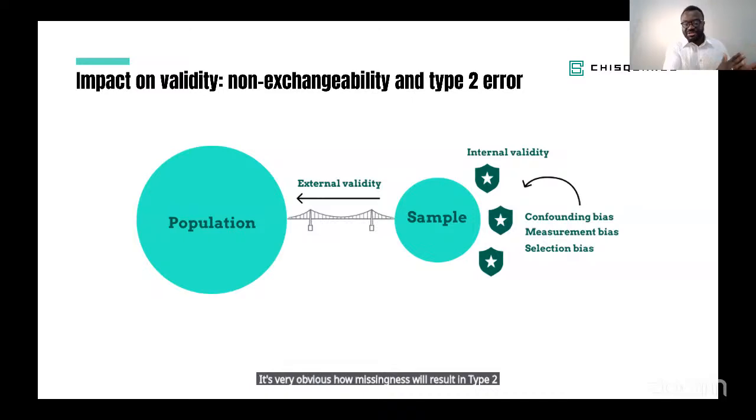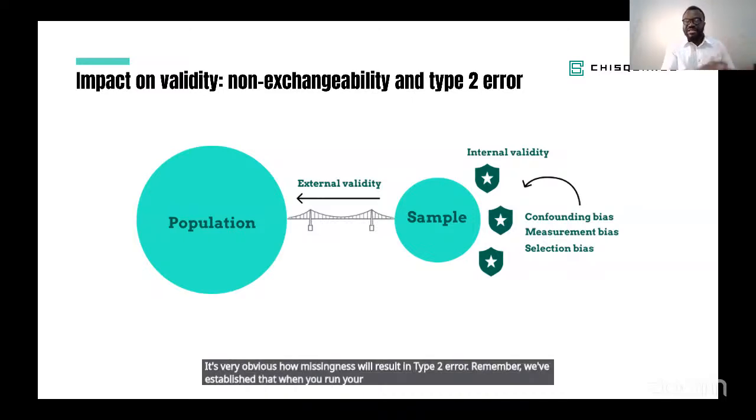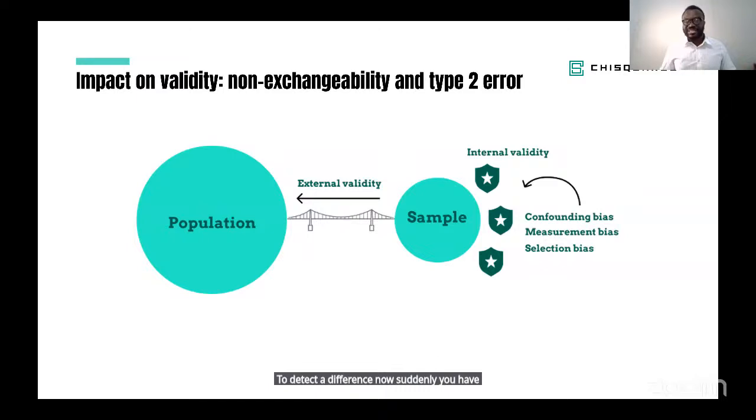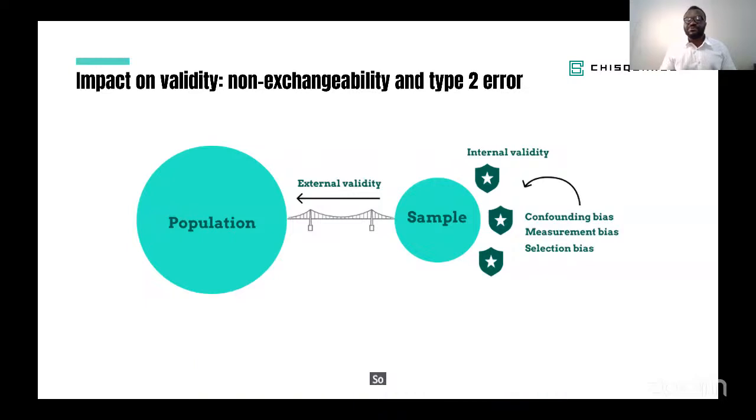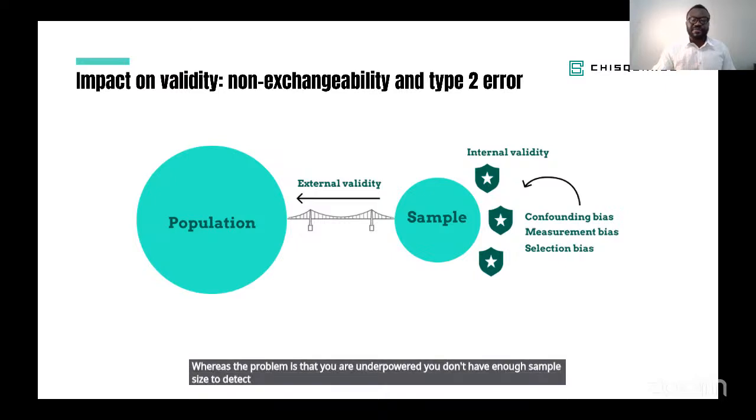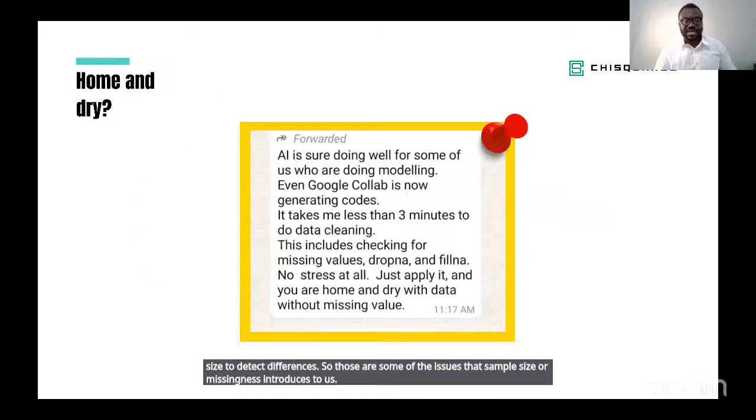Remember, we've established that when you run your regression, only individuals with complete data are included in the regression. So imagine that you needed a sample size of 600 people in each group to detect the difference. Now, suddenly you have 100 in each group. Obviously, you don't have enough people to detect a relevant difference. So you end up saying that, well, there's no significant difference in the study. Whereas the problem is that you are underpowered. You don't have enough sample size to detect differences. So those are some of the issues that sample size or missingness introduces to us that we have to tackle.